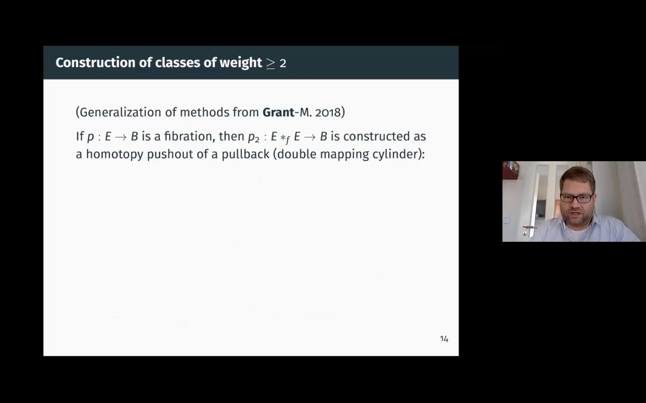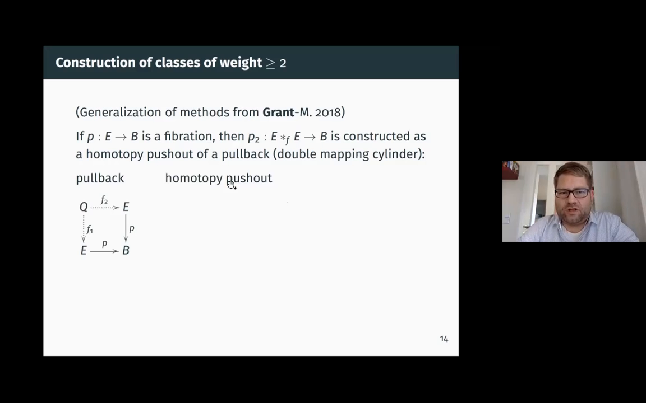Okay, once we have classes of weight 1, we want to have classes of weight 2. And there's a nice construction method for this, which generalizes what was carried out by Mark Grant and myself in the paper on the topological complexity of symplectic manifolds in 2018. And I've put Mark's name here in bold letters because almost everything I'm doing on this slide and the next one is due to Mark's ideas. So I don't claim any originality on this.